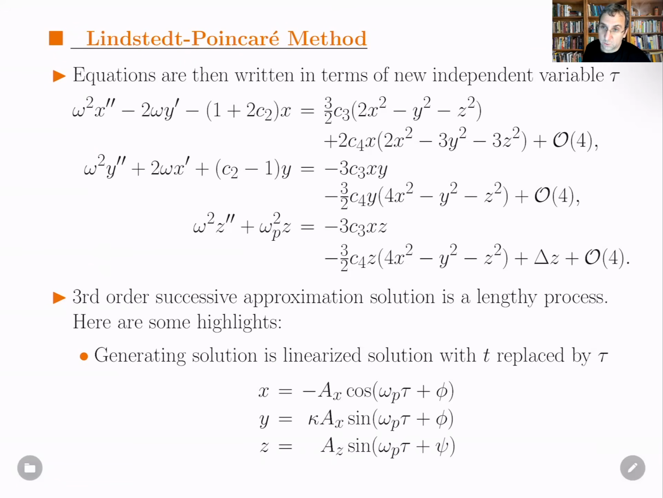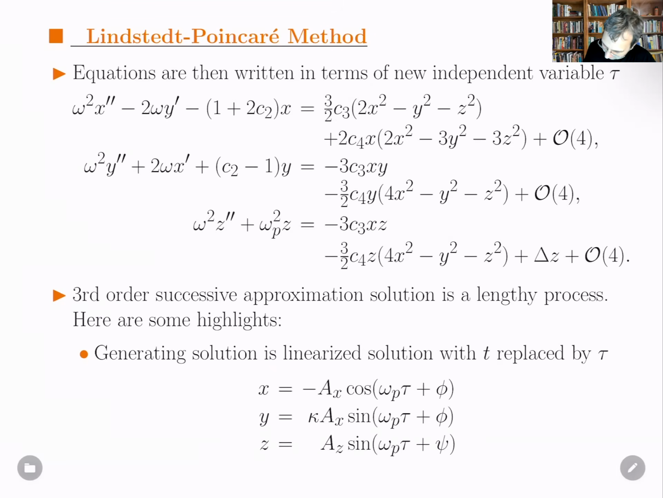So now when we use this new independent variable with omega, and we haven't specified, right? We've got omega is 1 plus omega 1 plus omega 2 plus omega 3. We don't know what omega 1, omega 2, and omega 3 are yet. Those are solved for as part of this method. But taking the derivatives with respect to tau, that's what this prime means. So x prime means dx d tau, etc. And the equations basically look the same.